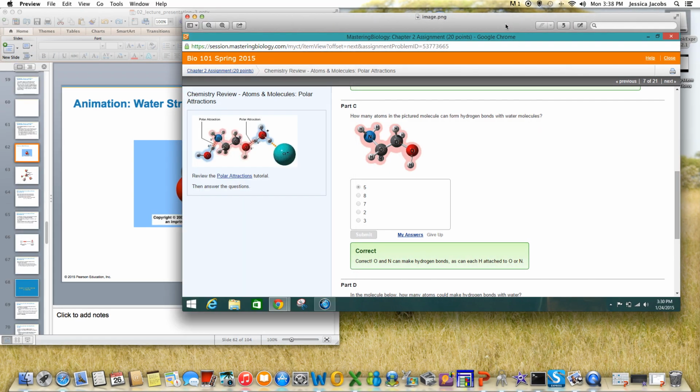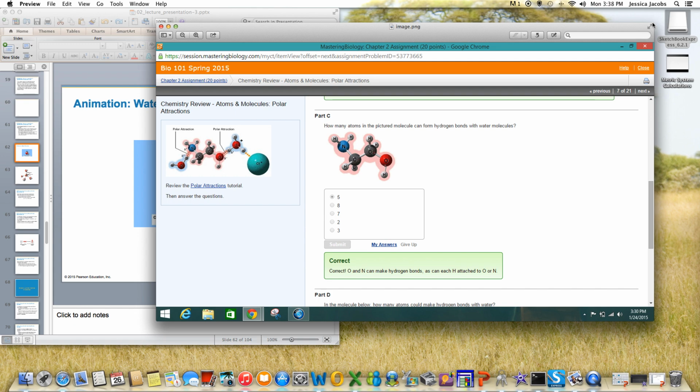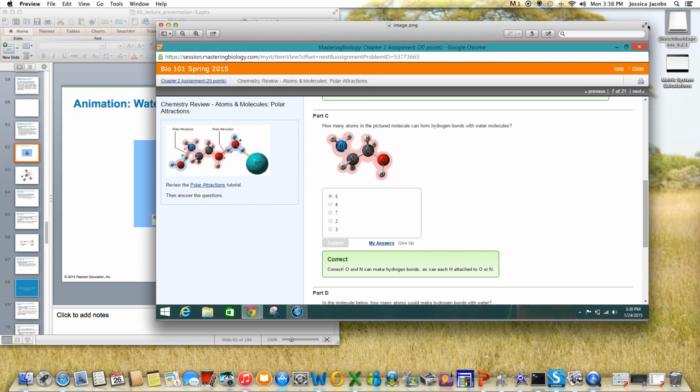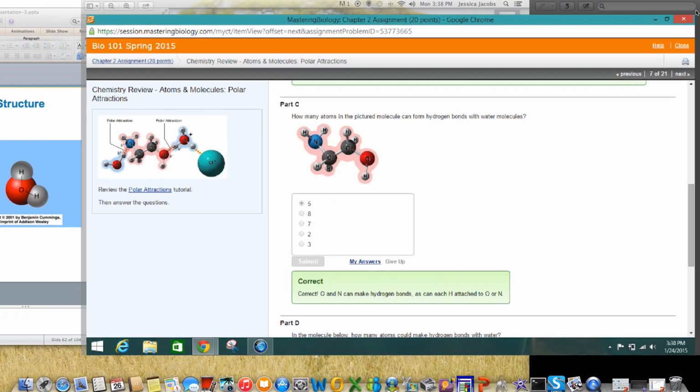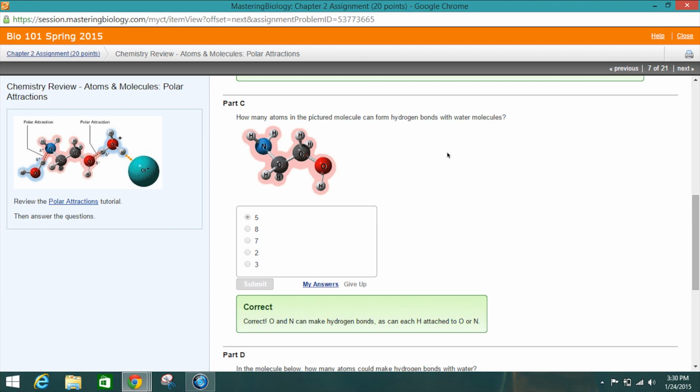Here's the question that was sent to me. Now, you may or may not have done this homework assignment yet, and if you haven't, then you get a free one. Here it is. The question says, Part C, how many atoms in the pictured molecule can form hydrogen bonds with water molecules? Think about it for just a second.